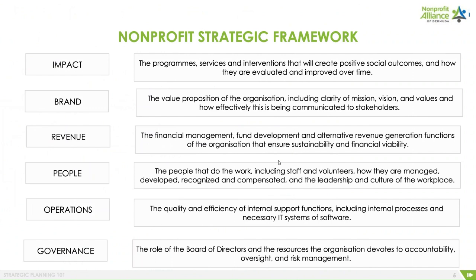Let's look at these elements in further detail. Impact is the bottom line of the social sector and defines why social sector organizations exist and how they make a difference in the lives of their stakeholders and the larger community. Impact is a crucial first step for any organization's long-term sustainability.